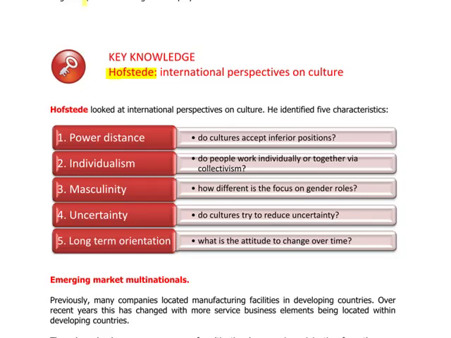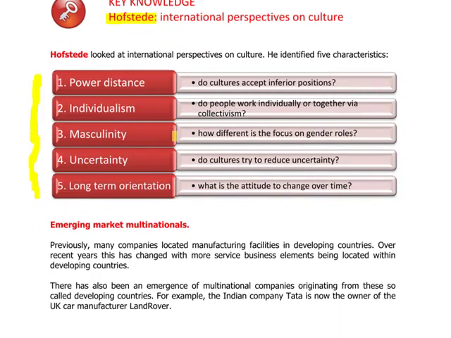Now, Hofstede identified 5 characteristics: power distance, individualism, masculinity, uncertainty, long-term orientation. And within each of these, there would be a spectrum where certain countries would be at one end, other countries would be at the other end, and there'd be countries at various levels within the middle. Now let's just look at each of these in detail.